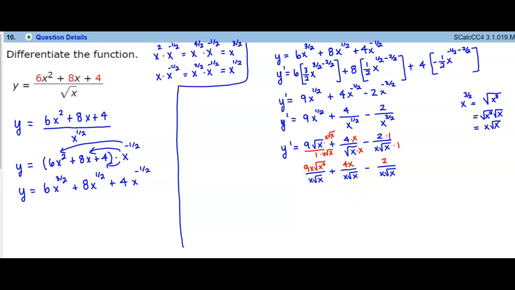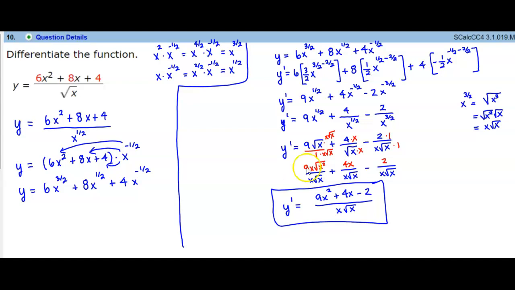So now let's combine that numerator. So we have y prime, 9x times the square root of x squared. Well, the square root of x squared is x, and x times x is x squared, so we have 9x squared plus 4x minus 2 divided by x times the square root of x, and therefore that would be the derivative of that function.